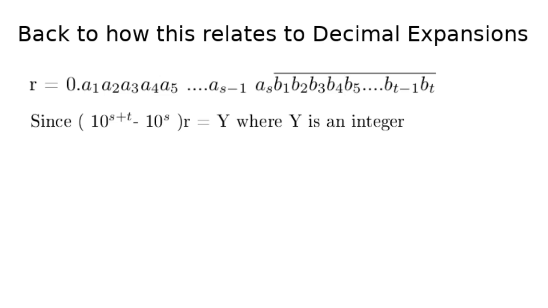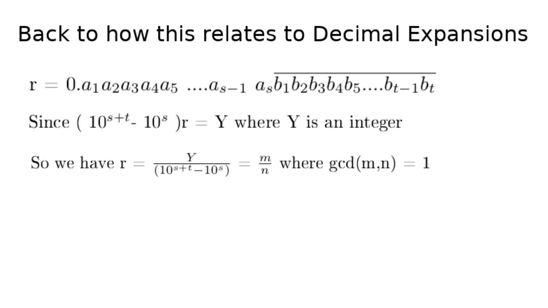Okay, so the next thing we do is solve for r, and we get r equals y over this quantity, 10 to the s plus t minus 10 to the s, and that's a fraction, and we can represent this fraction as some m over n. Well, we'll assume that we've already reduced this fraction, so the GCD of m and n is equal to 1. So they're all completely reduced.